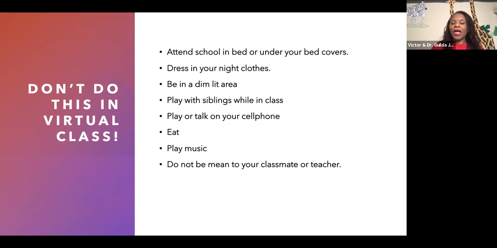And this is the biggest one. Be respectful. So do not be mean to your classmates or your teachers. Again, do not be mean or disrespectful to your teachers or your classmates. Pay attention and do what you are supposed to do.